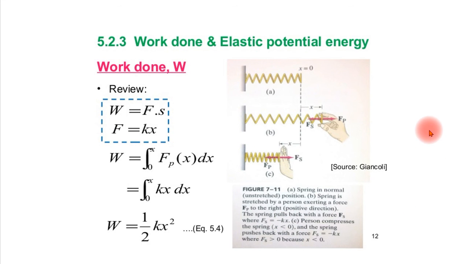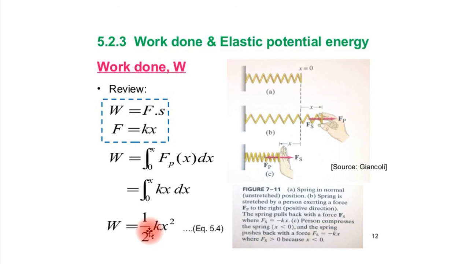Now the work done is W is equal to F into S. Again, F is equal to kx. So the work done is F into S, that is kx into S. For a very small displacement dx, this work done will be kx dx.